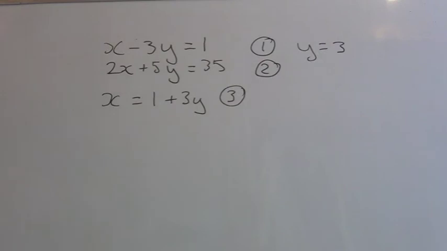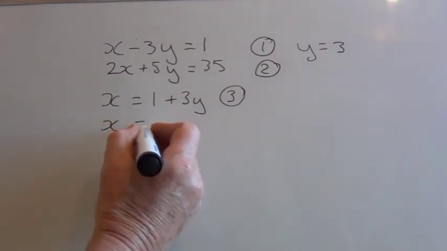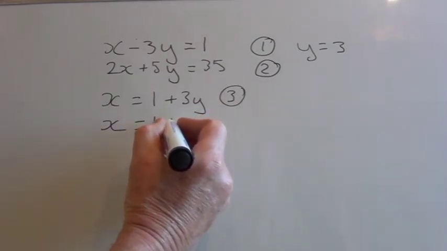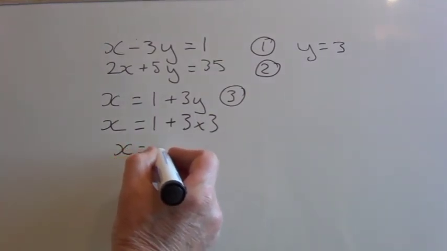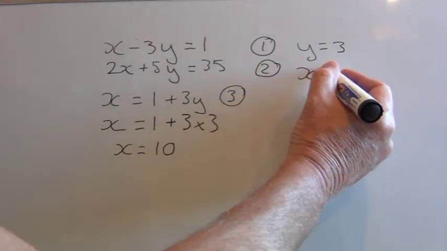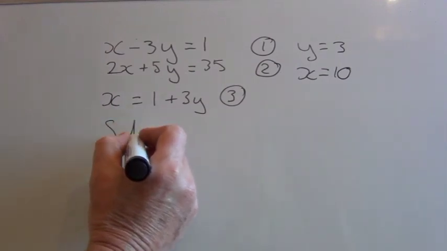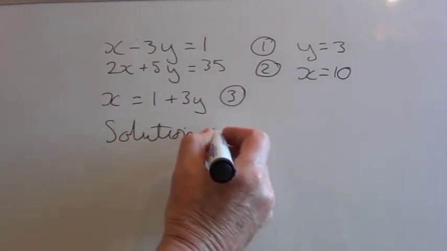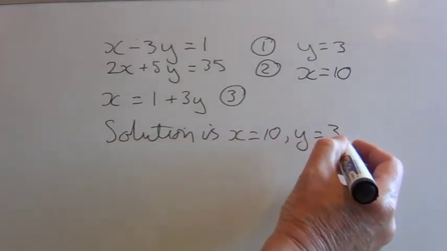Okay, so in equation 3 I can now substitute my value for y to get my value for x. So x equals 1 plus 3 times 3, so therefore x equals 10. So again I'll make a note in the top right hand corner. Okay, so now I write the solution. So my solution is x equals 10 and y equals 3.